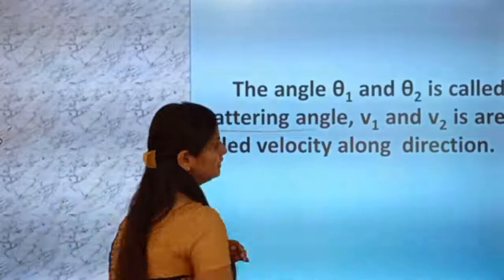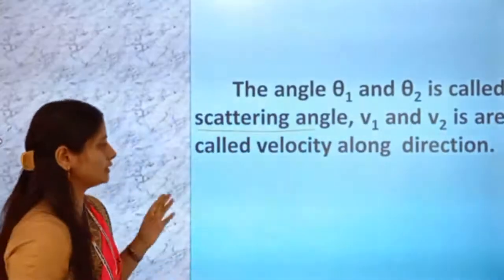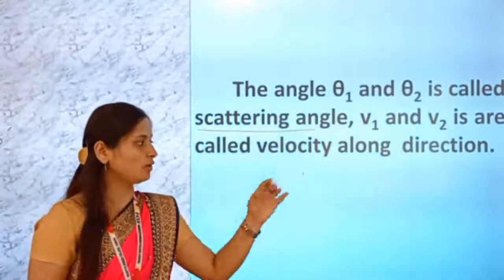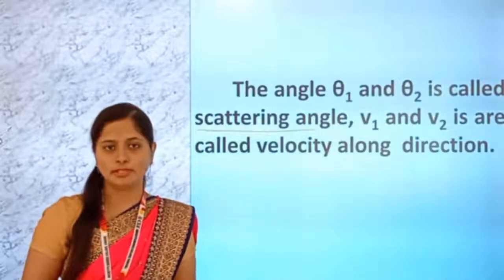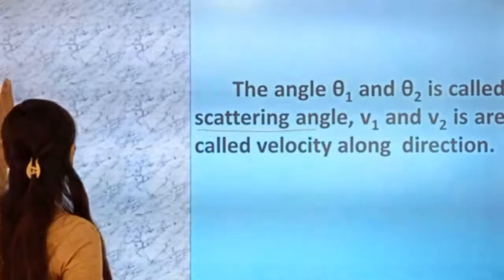The angles theta 1 and theta 2 are called scattering angles, and v1 and v2 are the velocities along those directions. Got it? We'll see next.